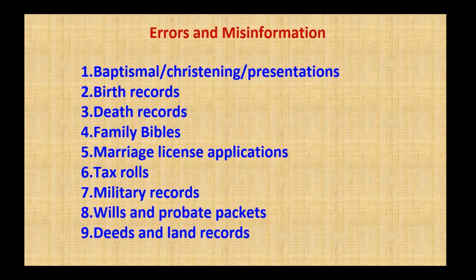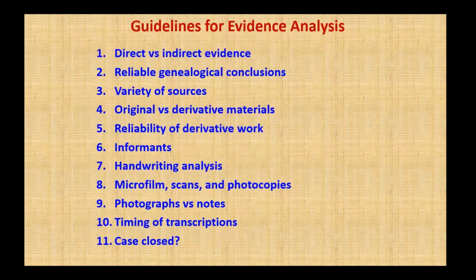Marriage license applications with incorrect names of the bride or groom's father or mother. Tax rolls listing a dead man as a living taxpayer. Military records that are omitting a soldier. Wills and probate packets omitting the names of children and falsely identifying bogus heirs. And finally, deed and land records that contain incomplete or bogus land descriptions and/or incorrect names of the owner. Now, I'm sure some of you can come up with some I didn't even put on there.